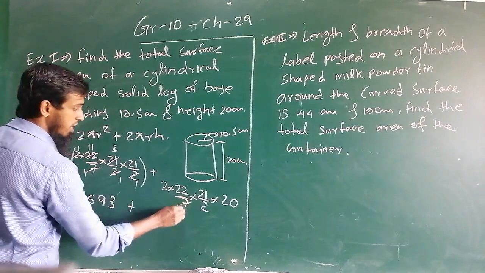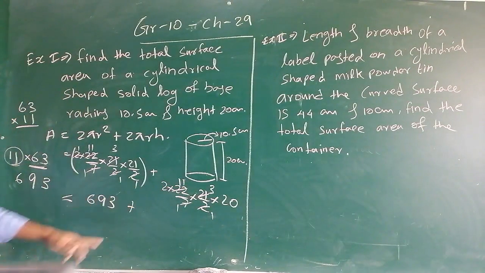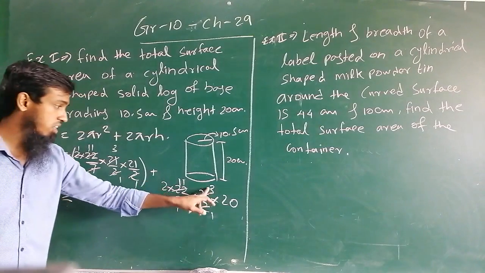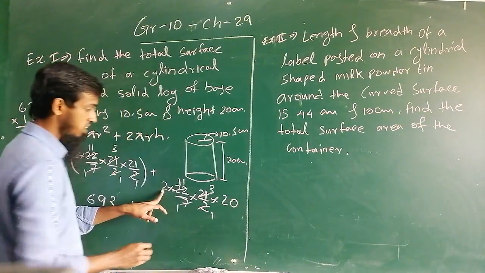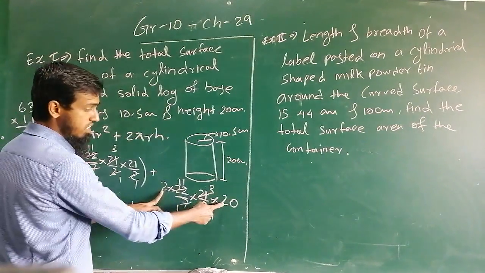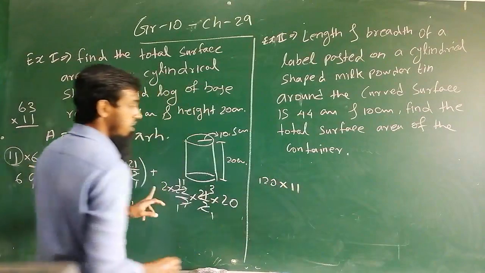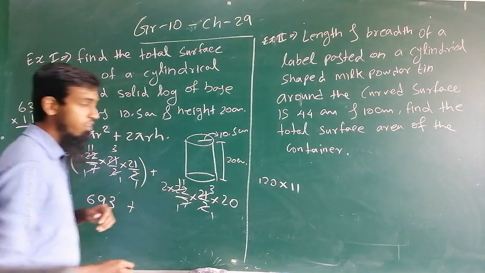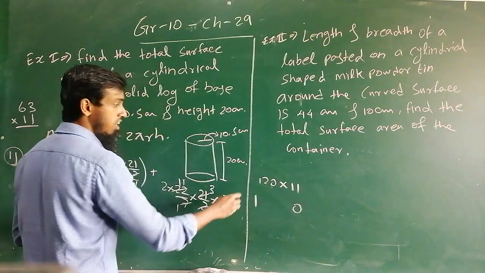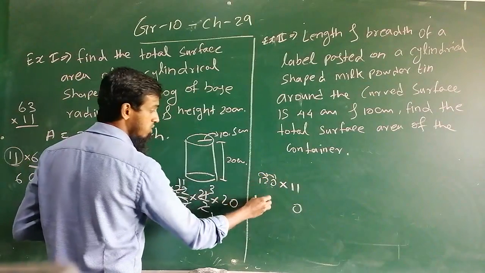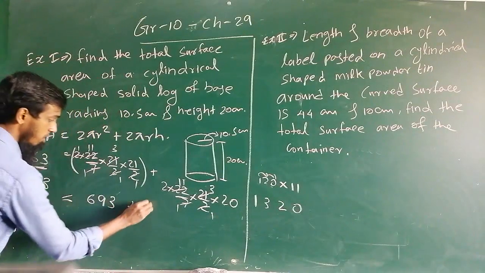Plus 7 times 1, 7 times 3, 2 times 1, 2 times 11. Again we can easily multiply by 11. So 3 into 20 is 60, 60 into 2 is 120. So 120 into 11. Like a 2-digit number, we can do this for 3 digits also: first digit, last digit, and add the numbers. So 1 plus 2 is 3, 2 plus 0 is 2. So 1320 is the number.